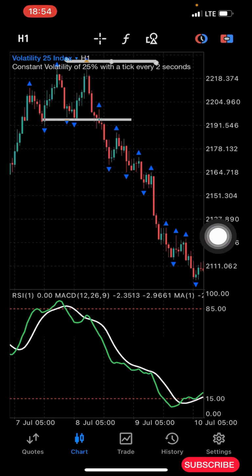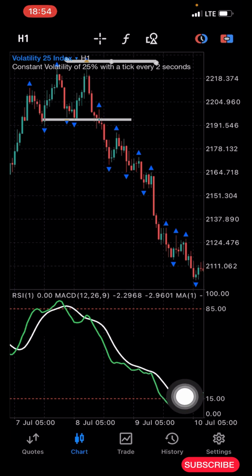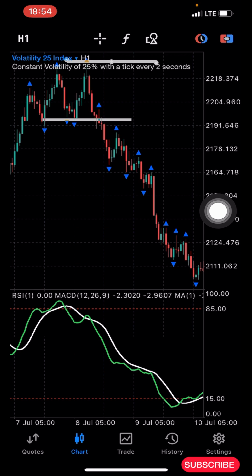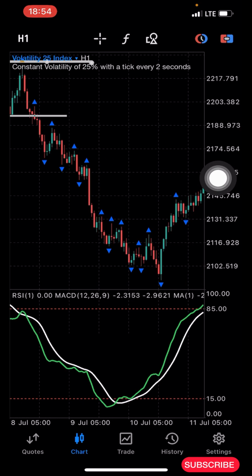All right, so that is how basically the strategy works. That is what I want you guys to know about this strategy. Now price got to the overbought level here. The next thing you have to do now is to start looking for buy entries, right? So let's see how it goes.